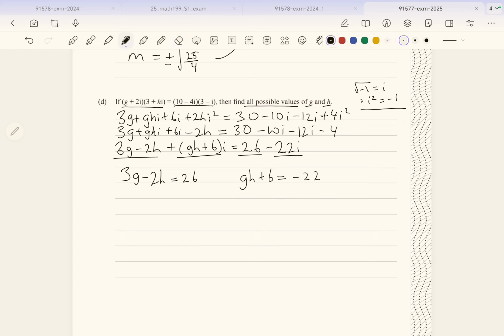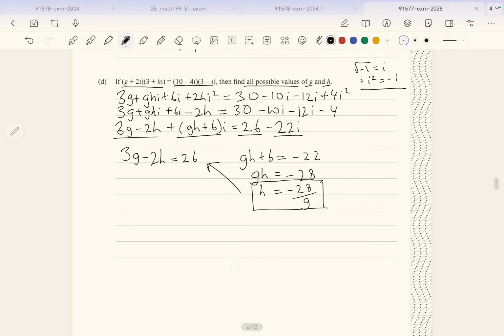So here, I'm going to rearrange for g and h. So gh is equal to -28. Now dividing each side by g, we get h = -28/g. Now we will substitute this into the other equation. This gives us 3g - 2 times (-28/g) = 26. Simplifying that gives us 3g + 56/g = 26.